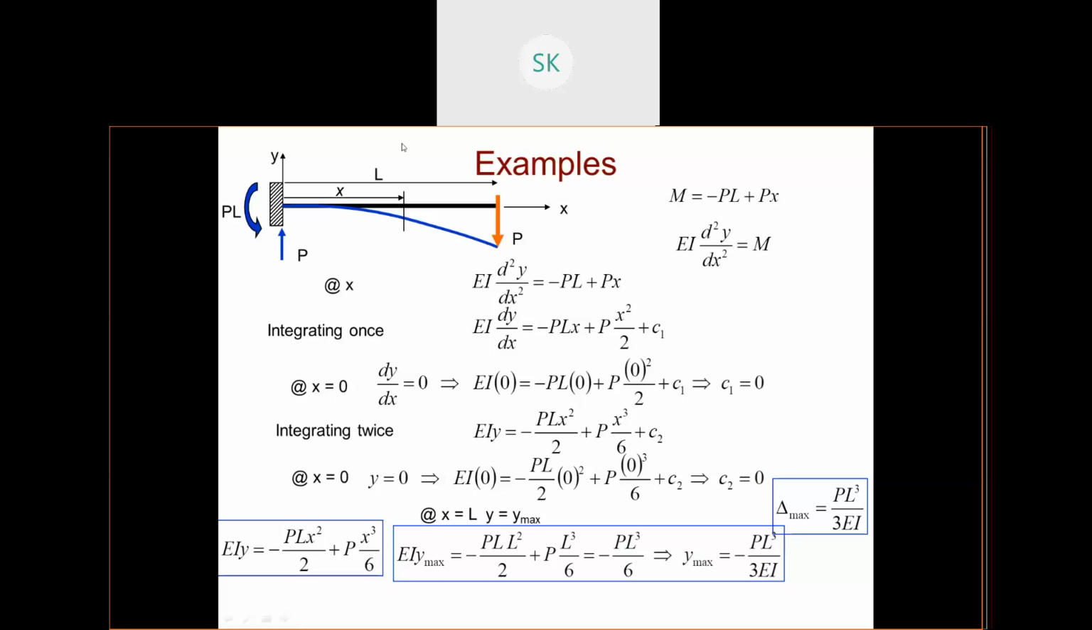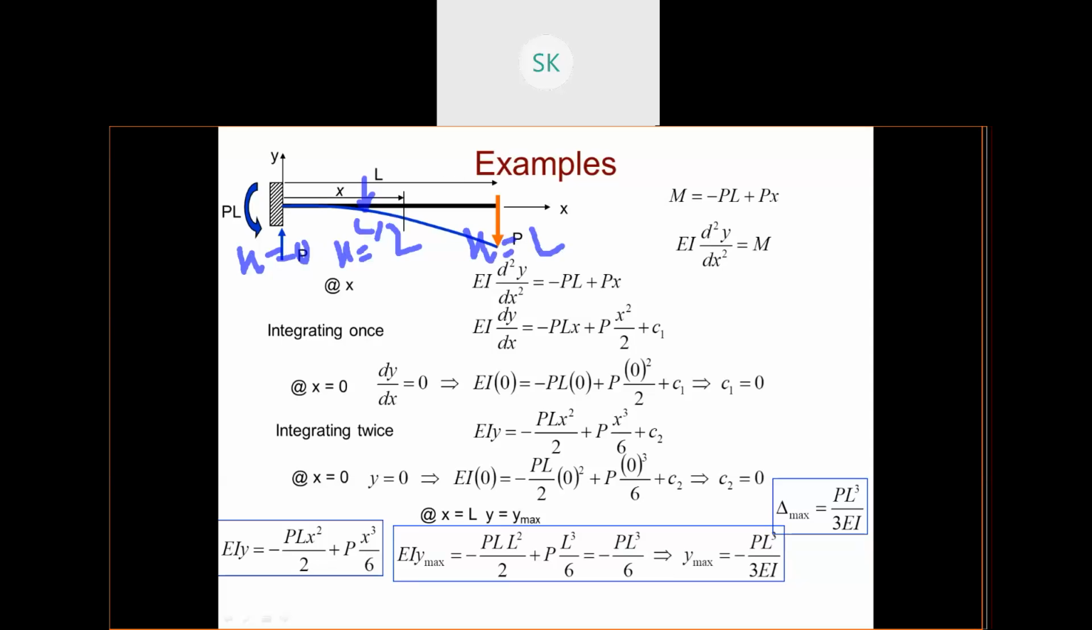The boundary will be like this. See, the boundaries are at x equals 0 and at x equals L. That is the boundary condition. Suppose I have been given a load, at L by 2. So your boundary conditions will be x equals 0, x equals L by 2, and at x equals the complete L. These are called the boundary conditions.